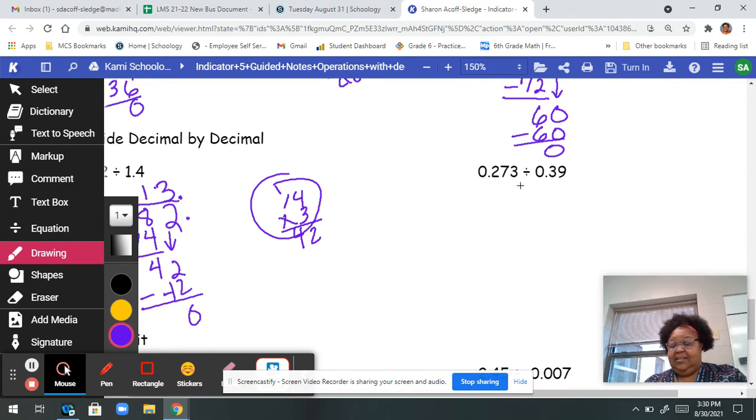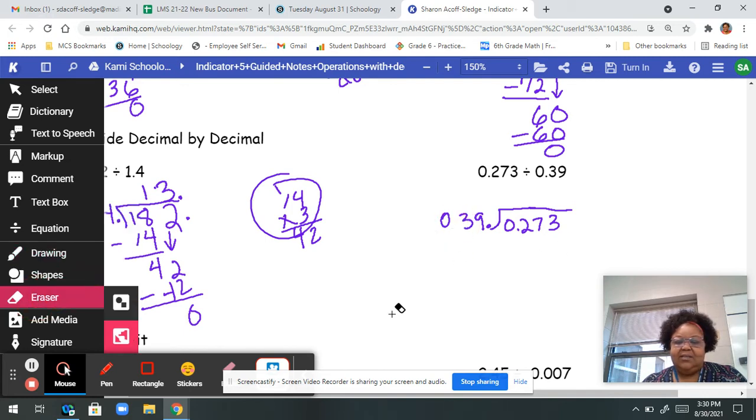273 thousandths divided by 39 hundredths. Okay, so my 0.273 goes in the house. Remember, the first number goes in the house, and then 0.39 outside of the house. So it's not a whole number, so I got to move it over how many places? Correct, 2. So I'm going to erase this other one so I just don't get confused.